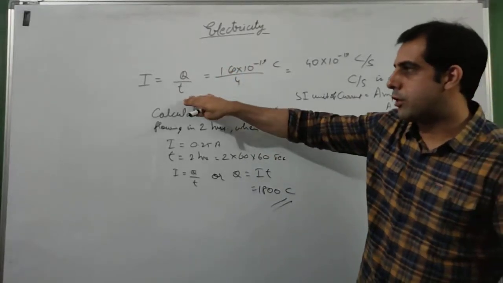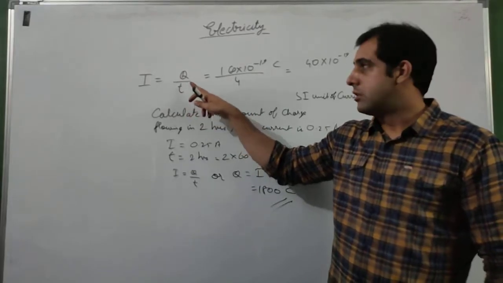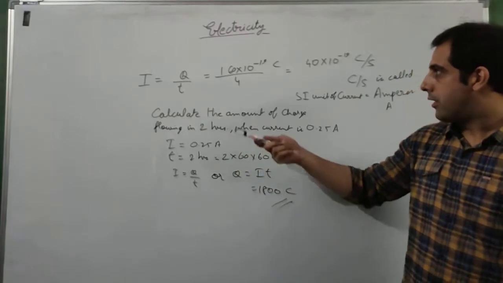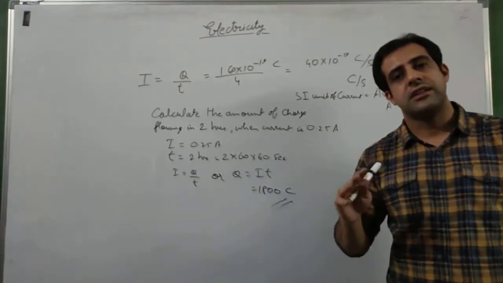This is the most basic formula of the current. Always remember, current is the rate of flow of charge. So this is the charge. Charge depends on the number of electrons. I wrote it here, right? Charge depends on the number of electrons. If there are more than one electron, then it is Ne.